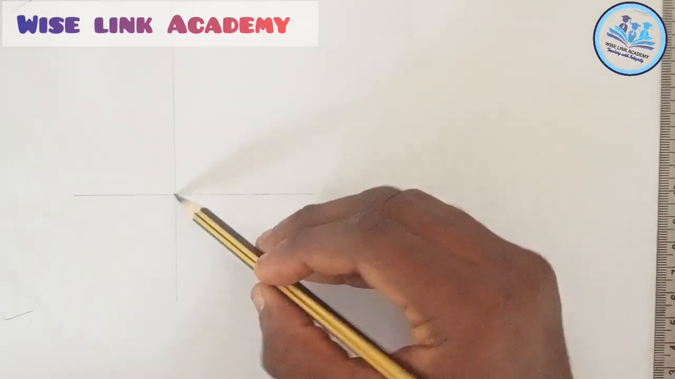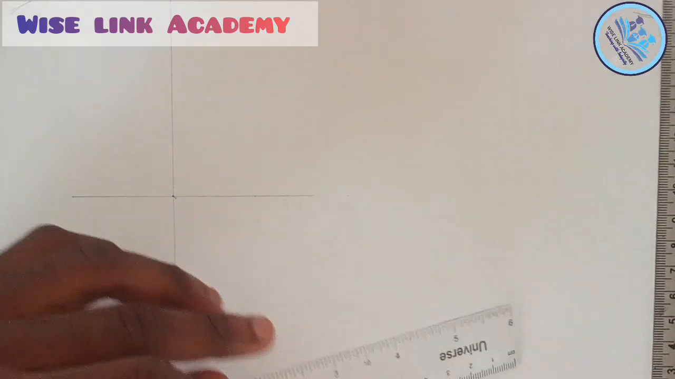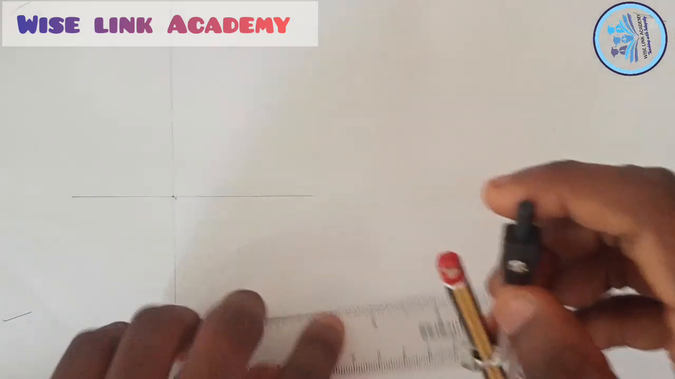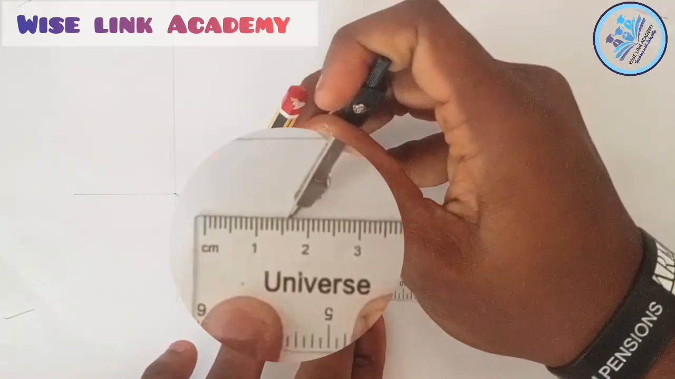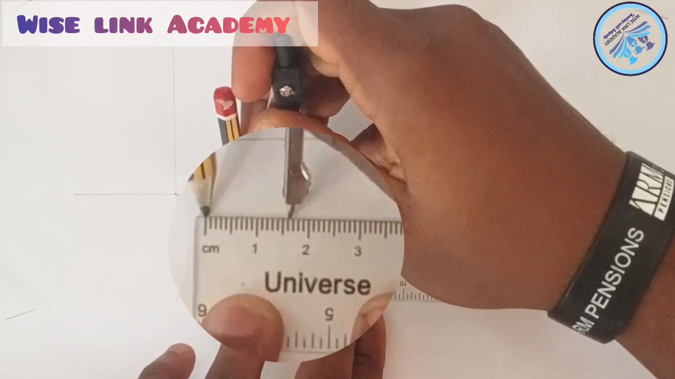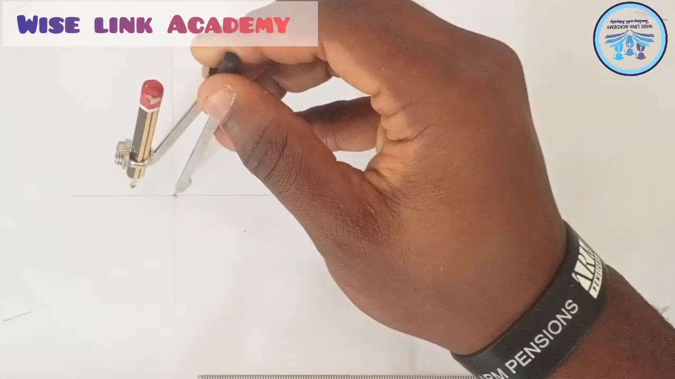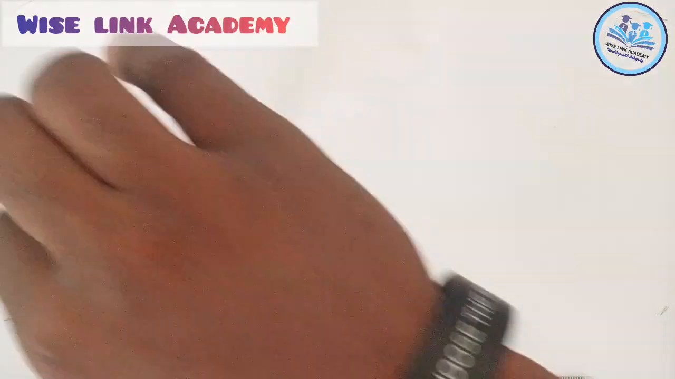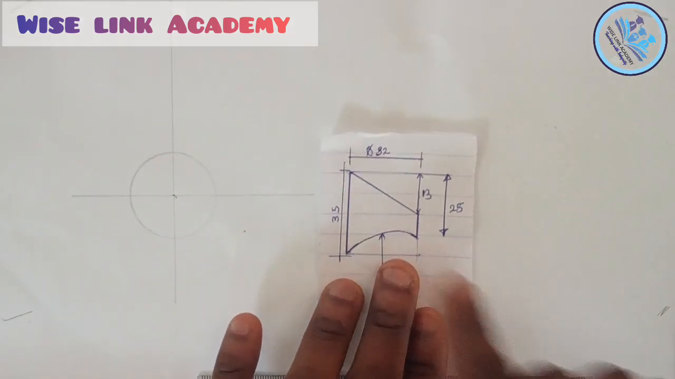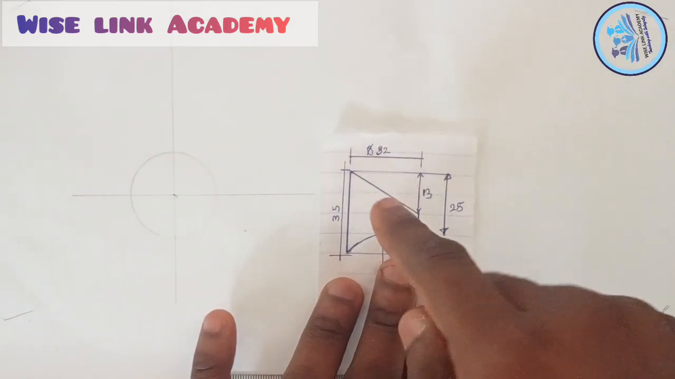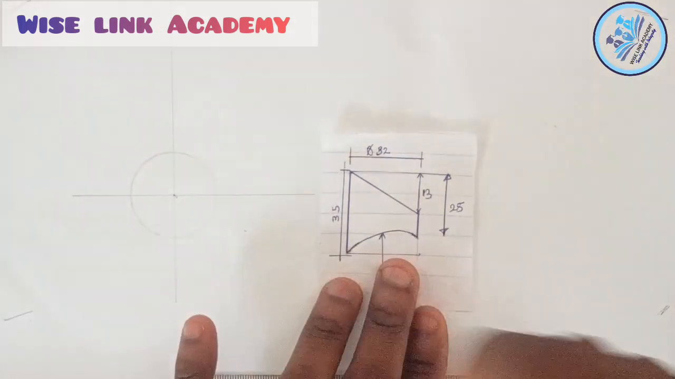From this center point, I will measure 16 with my compass, right? From this point here to this point is 16. So I will place it at the center and draw my circle. This diameter of 32, half of 32 is 16, right? So I measured 16 here. This is my circle of 16.